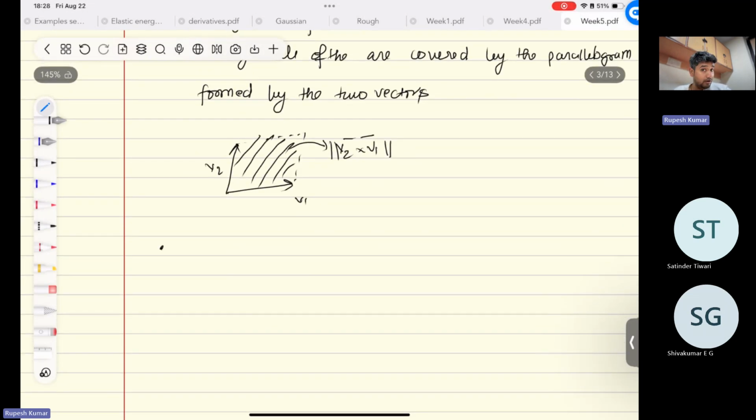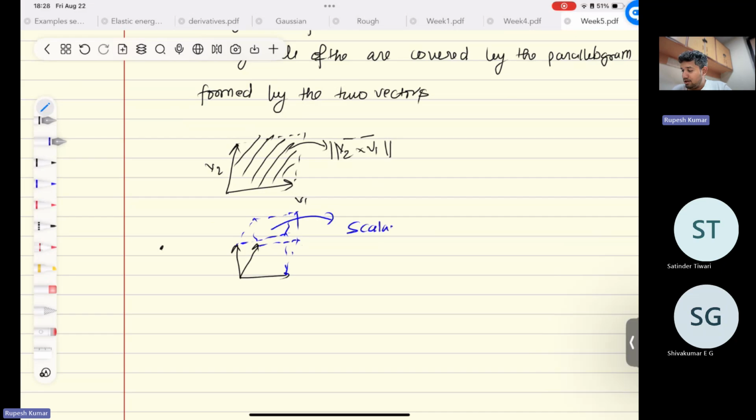Now let's say we have three vectors, right? Since we are dealing in three-dimensional space, we can represent these vectors which are linearly independent. So let's say we have these two vectors like this, and we have another vector like this. The question arises: can we say something about the volume occupied by the parallelepiped formed by these vectors? When you join these three-dimensional vectors, you will see that they form a parallelepiped, right? So what is the volume of this parallelepiped?